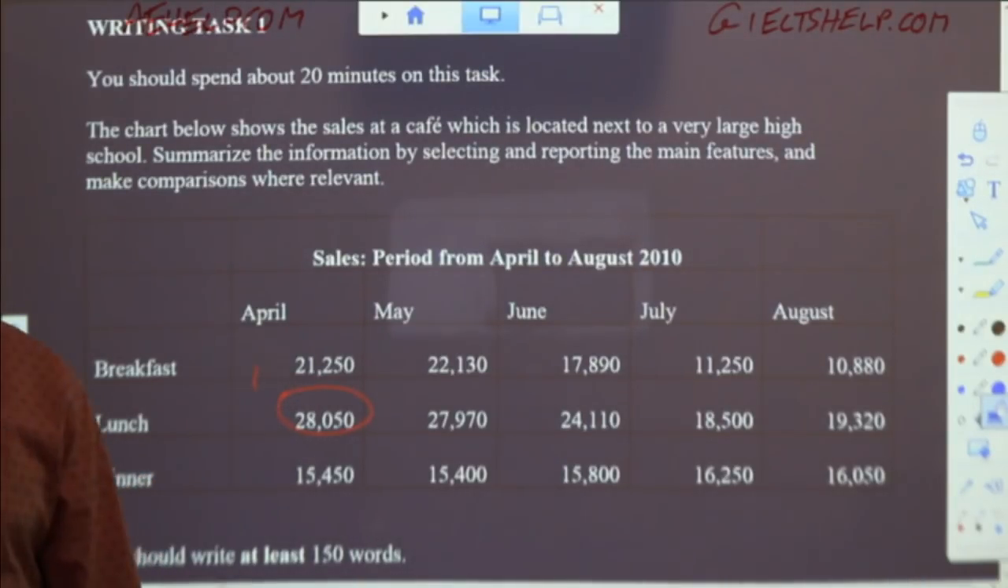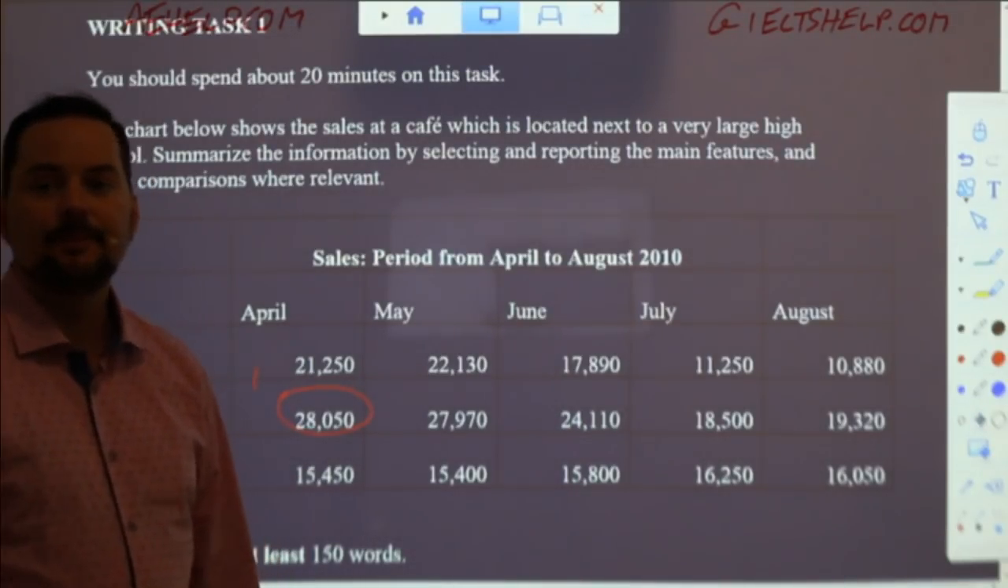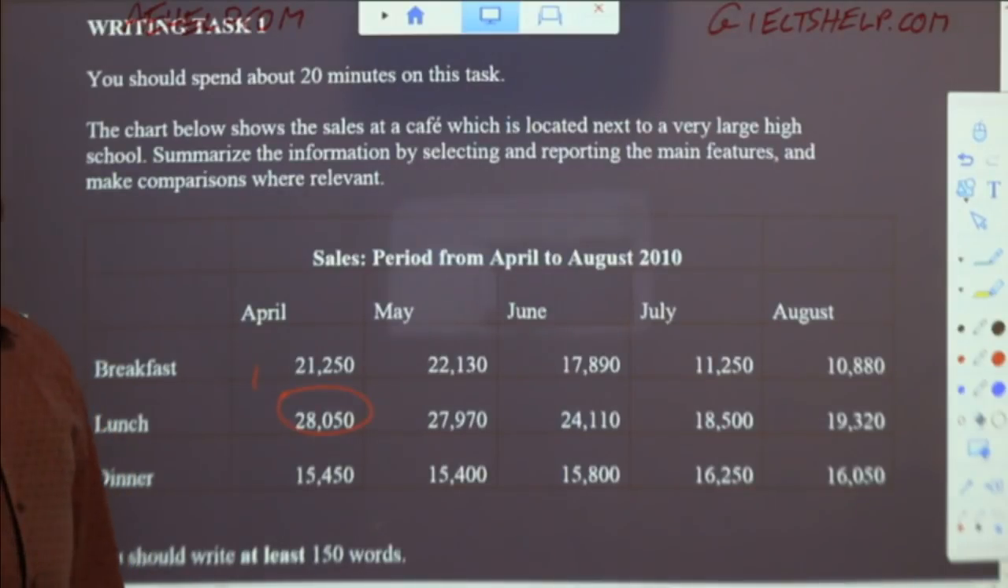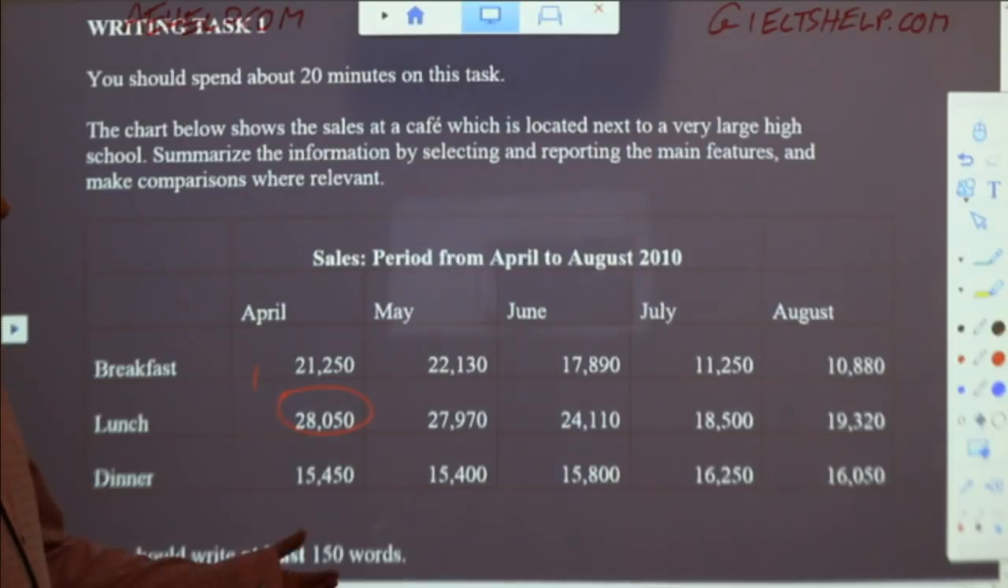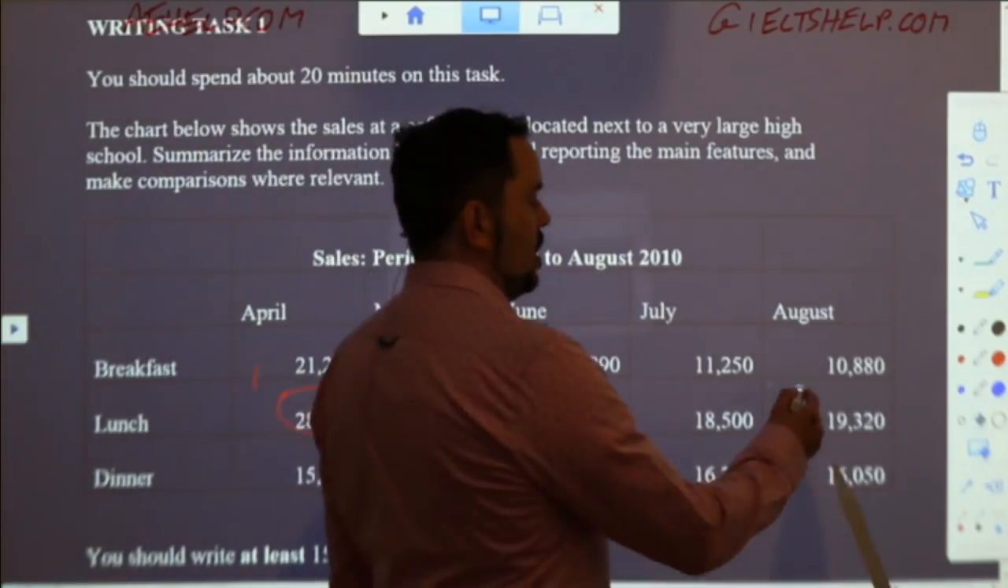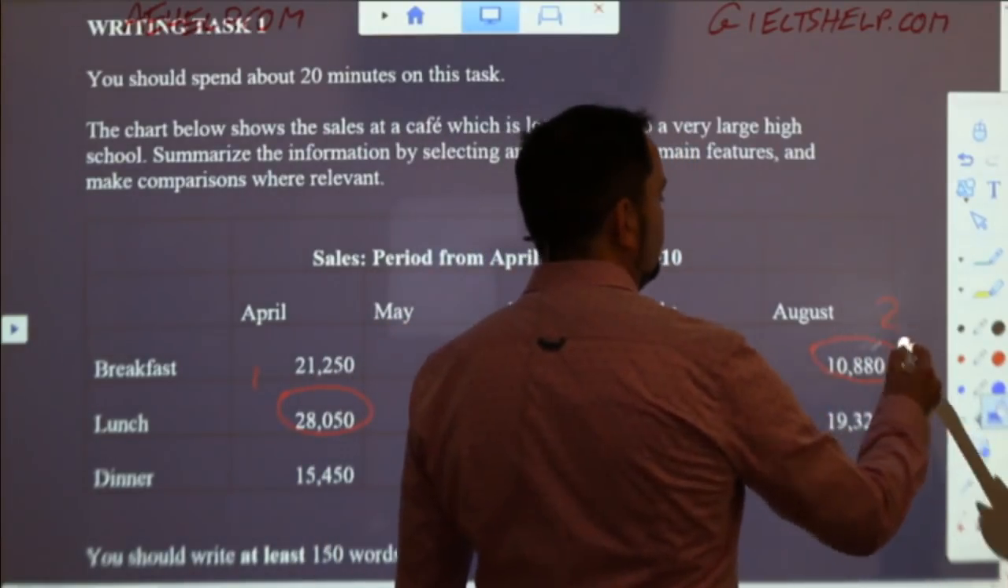What is our point number two? What should be our point number two? What is a logical choice for our second point when we're writing this task one with this table? That's right, Farouk. Not the least sale, but the lowest sale. And which one is that? What is our lowest sale here? I can see that pretty quick. I hope you can too. It is August. Yeah. So that is our point number two.